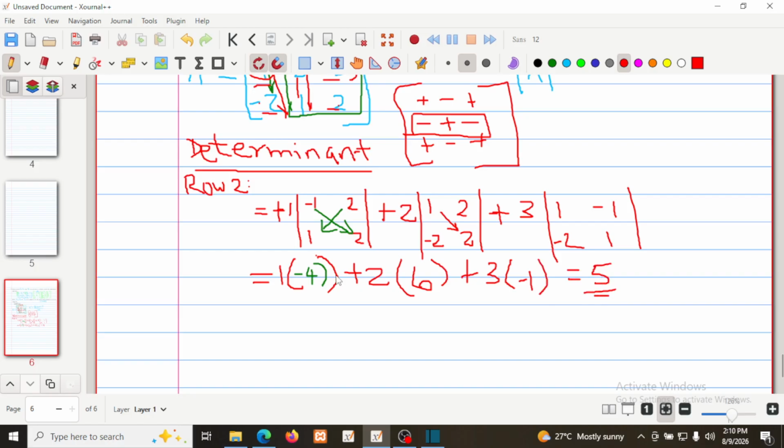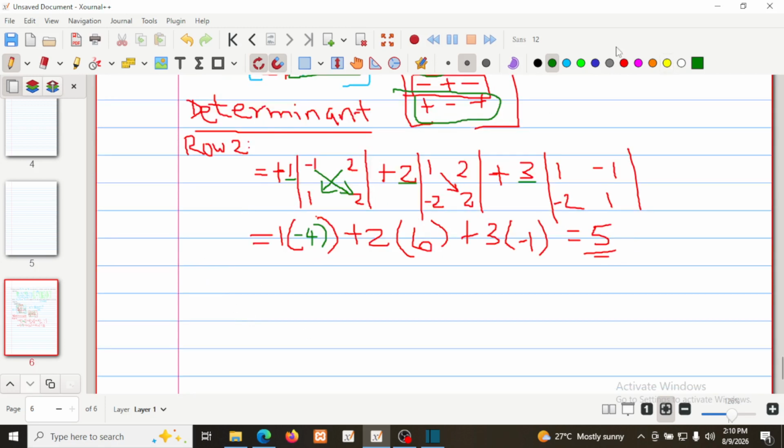That is our determinant. I've taken row number 2; you can take row number 1 or row number 3, but consider the signs, which affect the numbers at the front. So we have found the determinant. Let's proceed to determine the cofactor matrix.